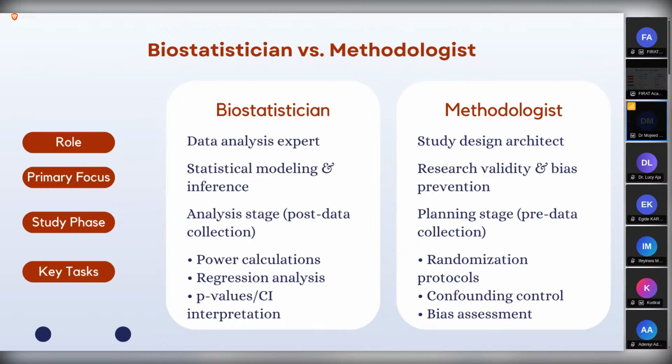For a methodologist, they are going to help you with randomization. How do you ensure random assignment of participants into different groups, maybe to a placebo group, to experiment group? And randomization, among other things, helps you to address the issue of confounding. Now, confounding control is another thing that methodologists do, and bias assessment. So this is how both of them help you with your research.